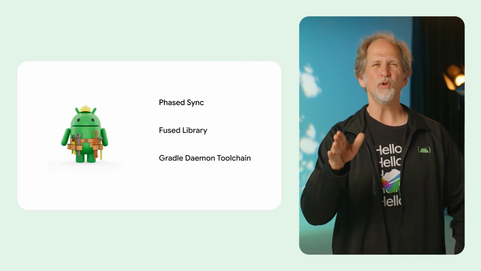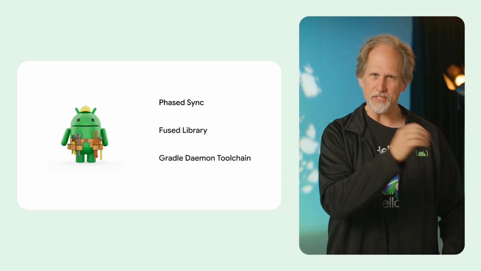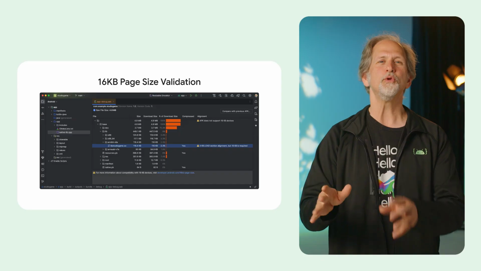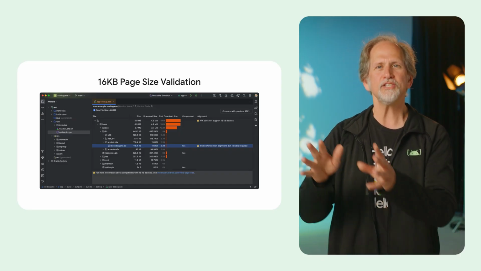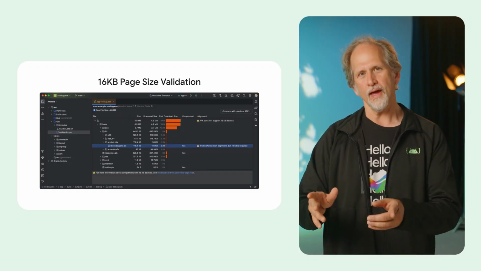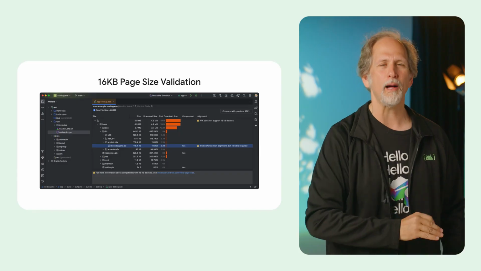Build updates include gradual R8, phase sync, fused libraries, and the specification of the JDK for the Gradle daemon toolchain. Android Studio will warn you if your app isn't ready for 16 KB page sizes. It has new lint checks to help find KTX methods to simplify your code. And it can audit the app for Google Play policy insights to help you understand publishing aspects for your app.